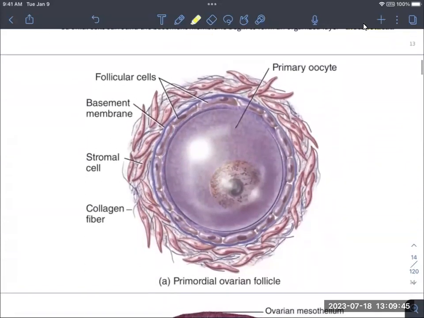Here we see this primary oocyte, that's this cell through here. We have those follicular cells. We have those stromal cells, even outside of that, with those collagen fibers mixed between. And between those follicular cells and those stromal cells, we have that basement membrane. These cells are helping this primary oocyte start to mature.